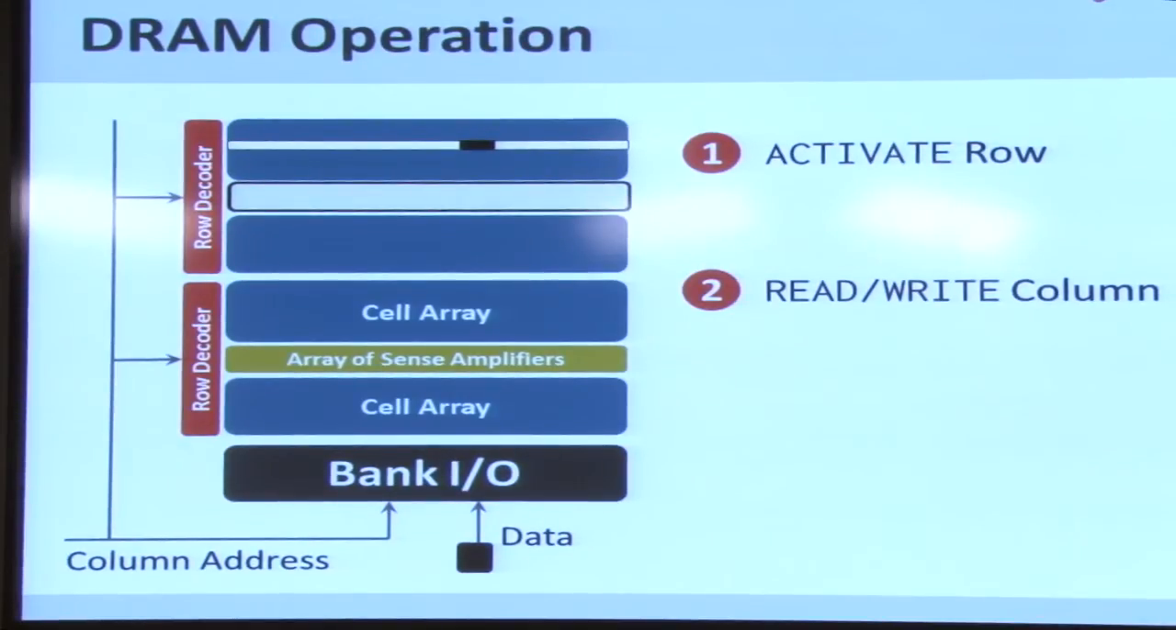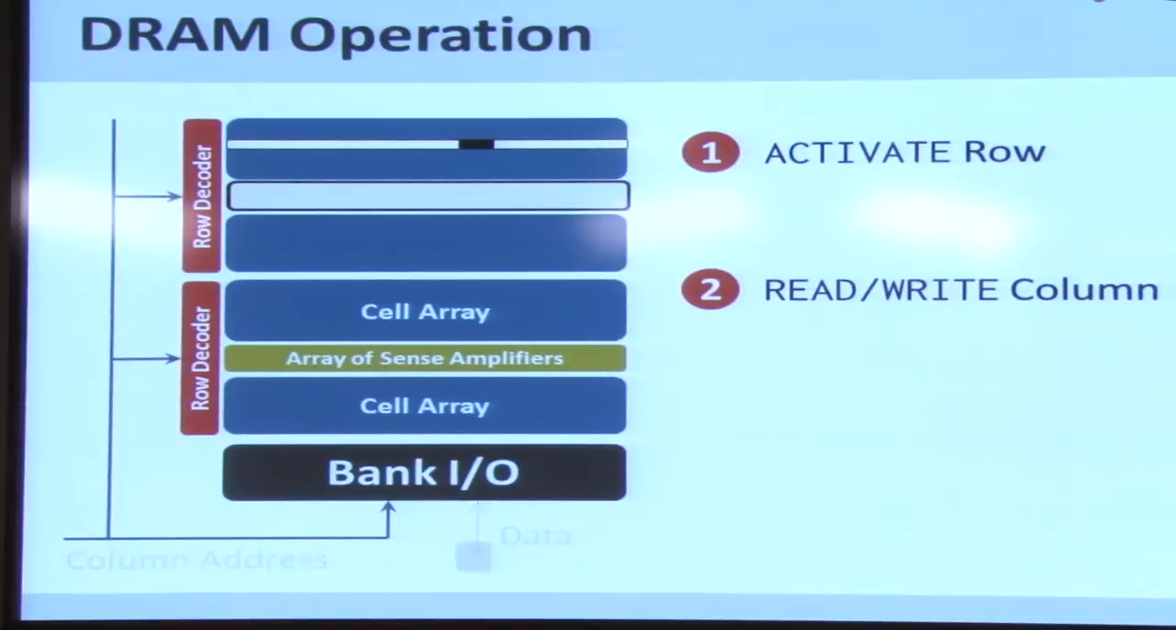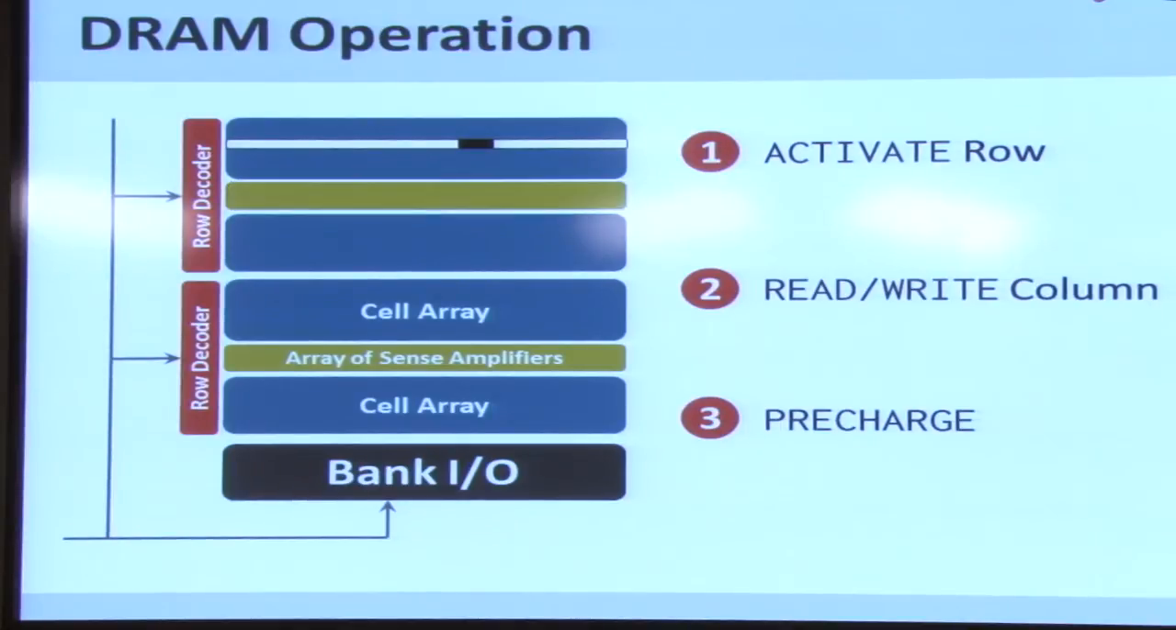Finally, when we are done reading the data, if you want to access, let's say, a different row from the same bank, we have to take the bank back to the original state. That is done by issuing a command called precharge. What this does is clear the sense amplifier and take it back to the half VDD state, which is also called the precharge state.